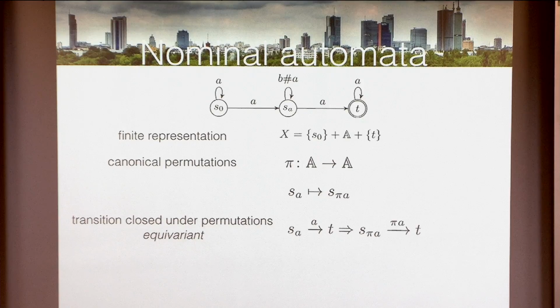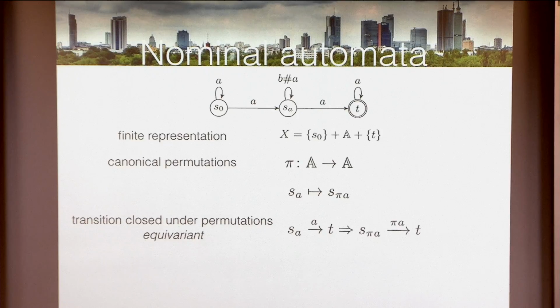So formally, what you have here is 3 states. In fact, you have 3 orbits of states. The initial and the final state are each a single-state orbit, and the middle state is really standing for the whole. There's one state for each letter in the alphabet, so it's an infinite number of states, and the alphabet is infinite.